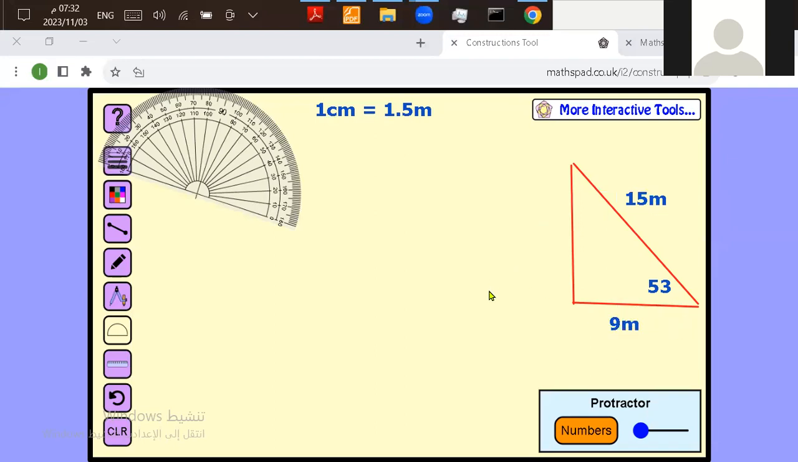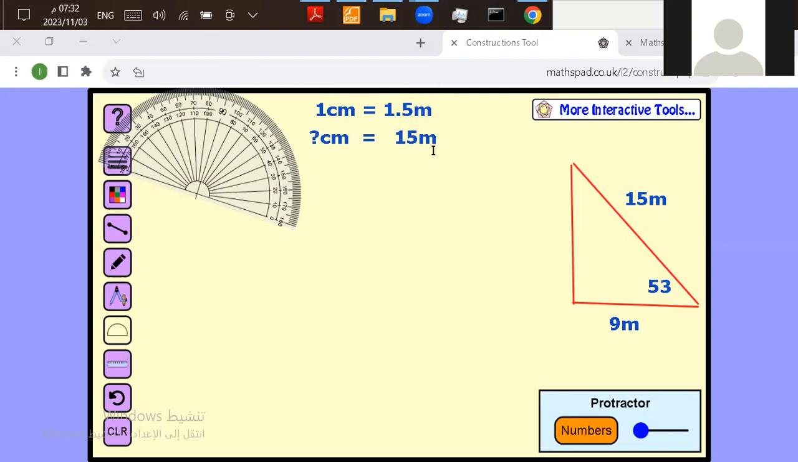Each side is going to be turned to centimeters. How? Now here I have 15 meters. I want to turn it to centimeters. I'm going to use the same method I used before. So how many centimeters will equal 15 meters? That's the idea. So first, I want to find the constant of proportionality.